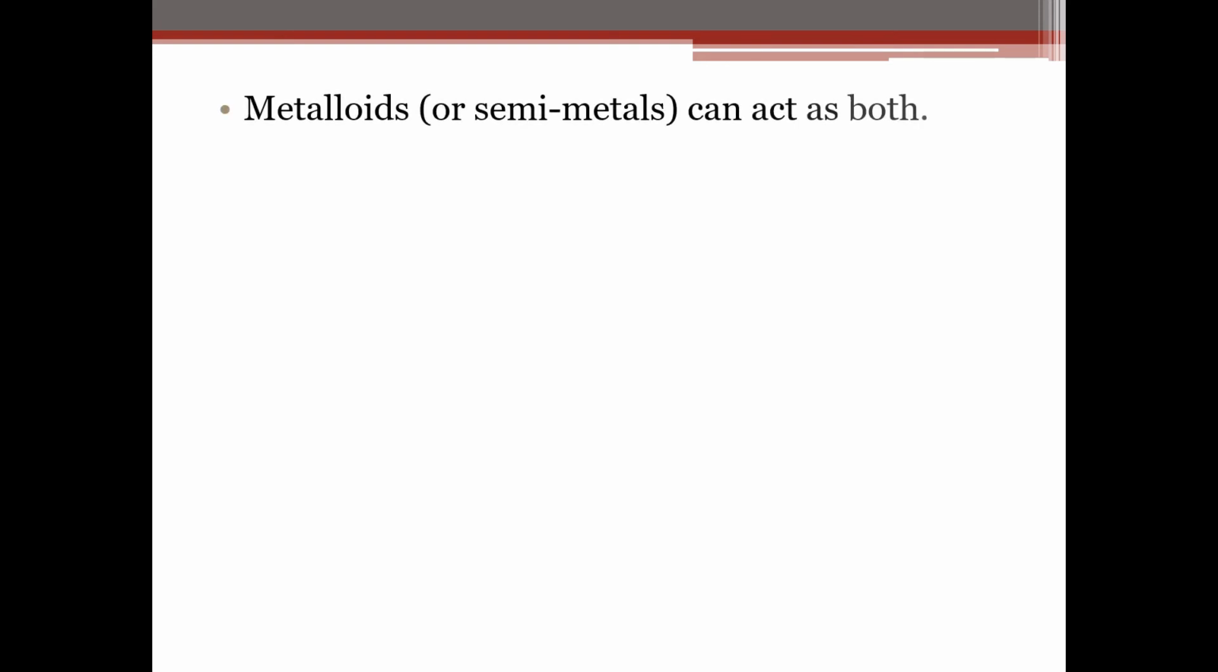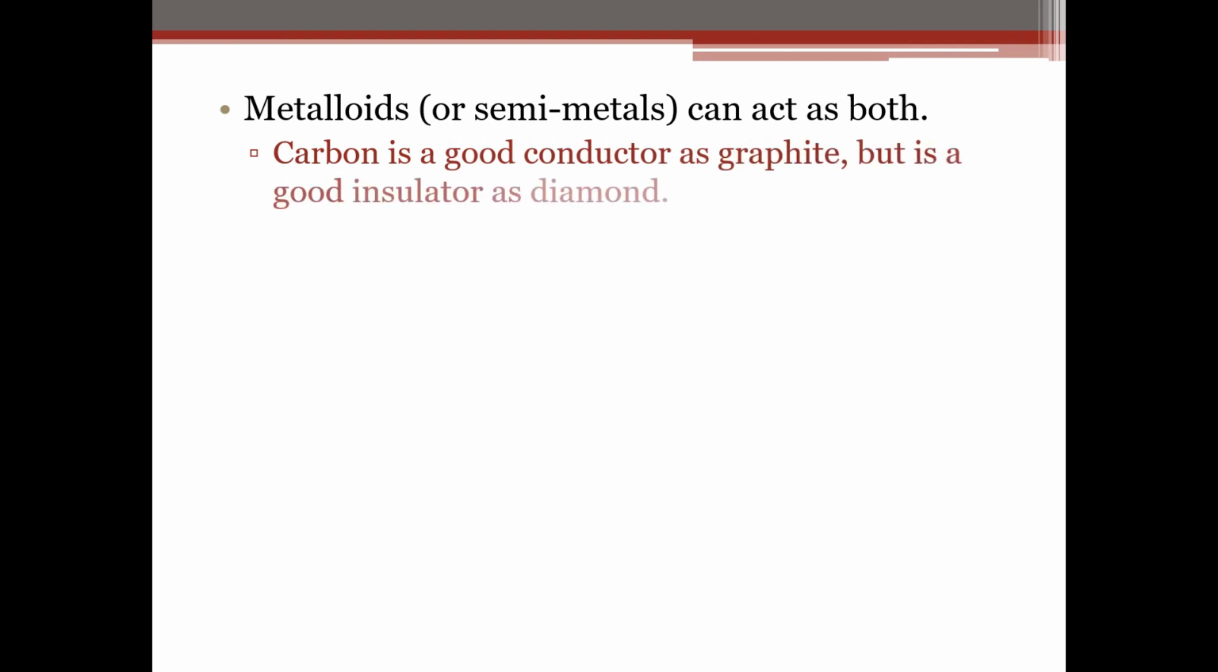Now, there are a set of substances which are kind of in between. If you remember from Science 9, these were called metalloids. Some textbooks call them semimetals, same thing. Depending on their atomic structure, they can act as both a conductor or as an insulator. A good example is carbon. Carbon can act as a very good conductor if it is in the form of graphite, but in the form of diamond, it's a very good insulator. And their atomic structures will sort of show that.